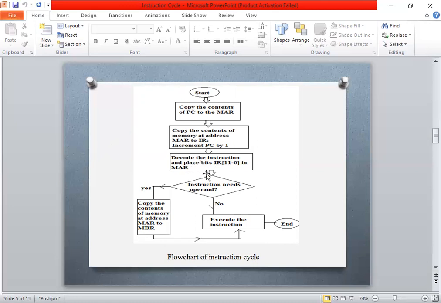Then the condition arrives whether the instruction needs an operand. If there is a requirement of an operand in the instruction, the contents of memory are copied to the memory buffer register. Then the instruction will be executed. If the instruction needs no operand, then the instruction will be executed and the process will end.